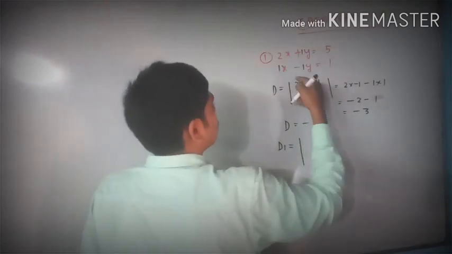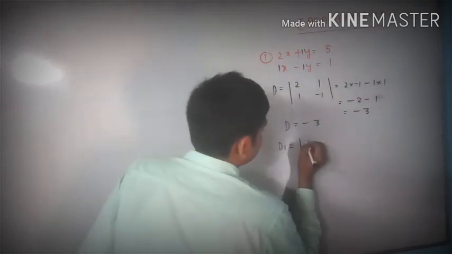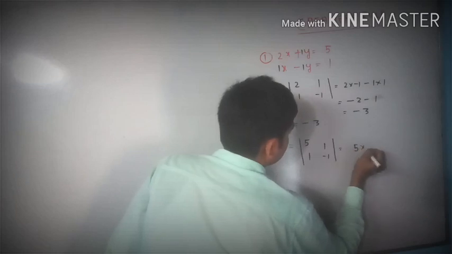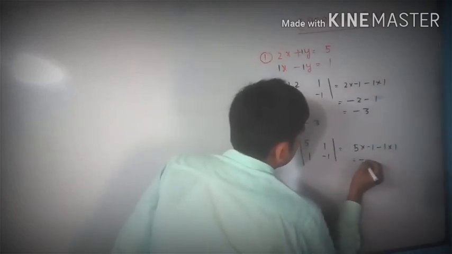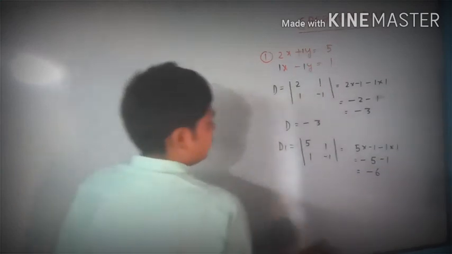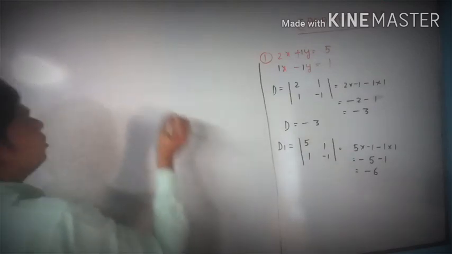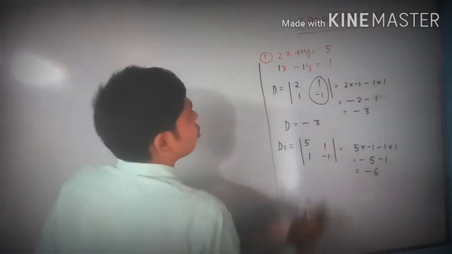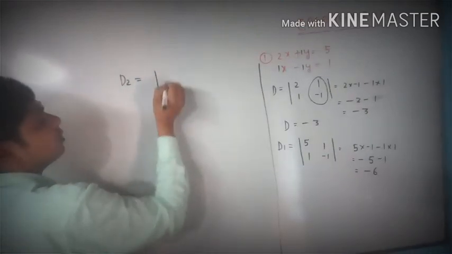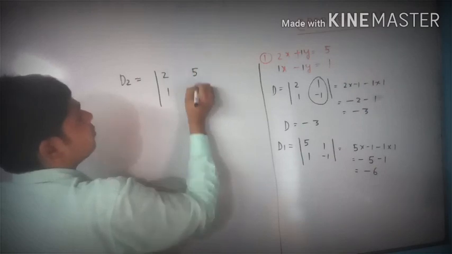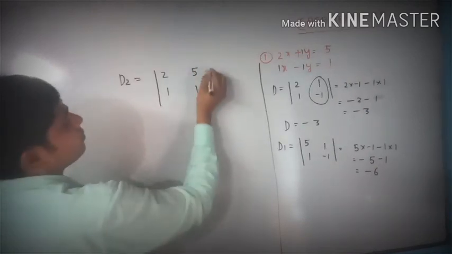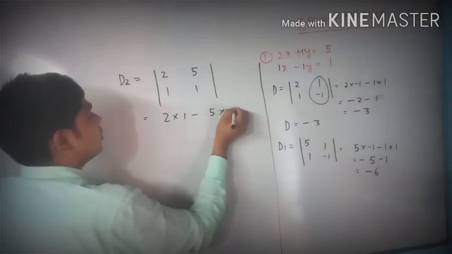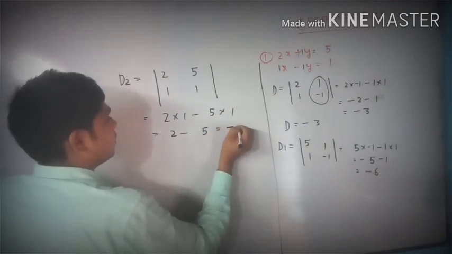D1: we remove the first column and replace it with 5, 1, so we have 5, 1, 1, minus 1. We multiply 5 into minus 1 minus 1 into 1, meaning minus 5 minus 1, that is minus 6. Next we need to find D2: we replace the second column with 5, 1, so we write 2, 1, 5, 1. After that we multiply 2 into 1 minus 5 into 1, that is 2 minus 5, which is minus 3.